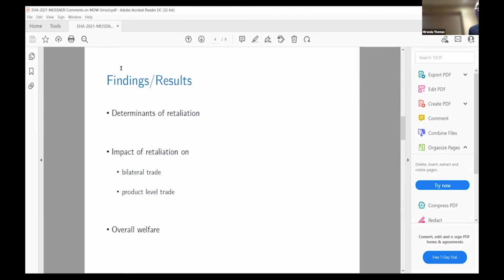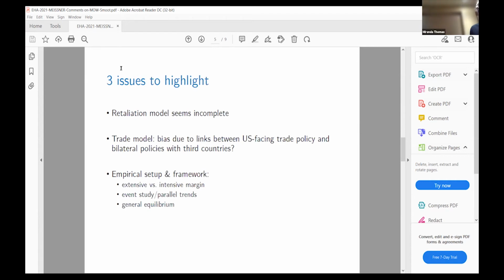My talk will cover a lot of ground, as does the paper. They look at the determinants of retaliation quickly. They look at the impact of retaliation to U.S. hikes in tariffs, including at the bilateral aggregate level and at the product level. And then they look at overall welfare. Kris said that I would comment a lot on the welfare calculation. I'm not going to do so. I'm actually going to talk for a second about the retaliation model. I'll talk a little bit more about the two trade models they use, and then I will be done.